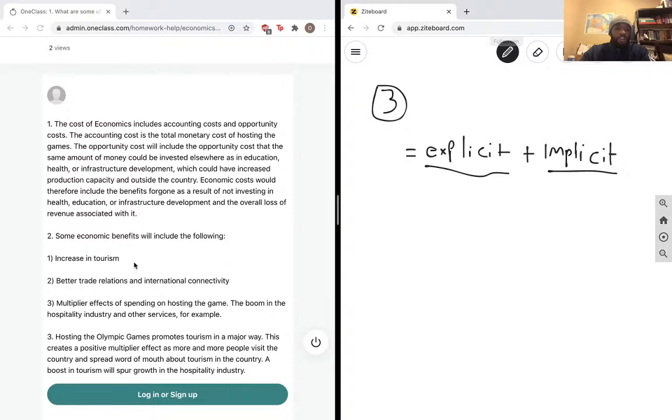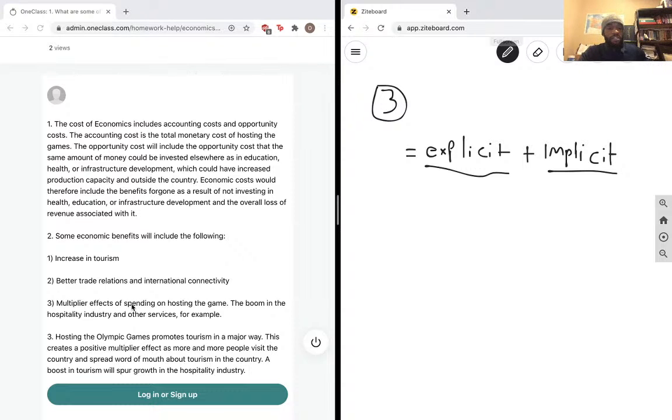Second, they said better trade relations and international connectivity. That's, again, you're hosting a bunch of different countries. It puts your country on the map, and it basically gives you a better standing with the countries that you are hosting, provided that you do a good job.